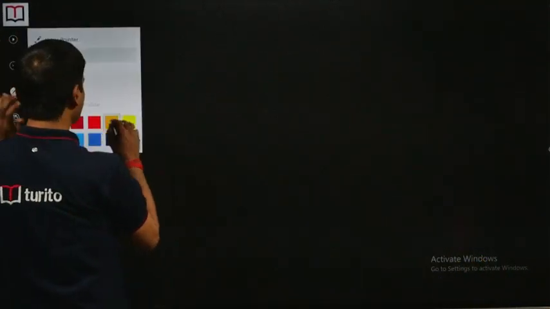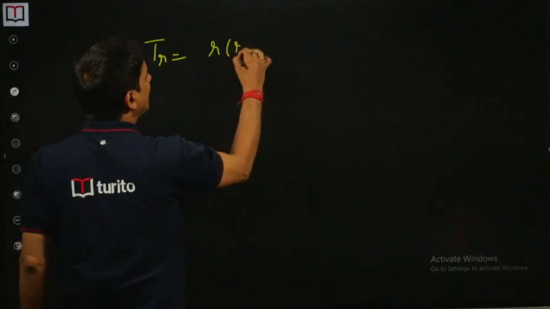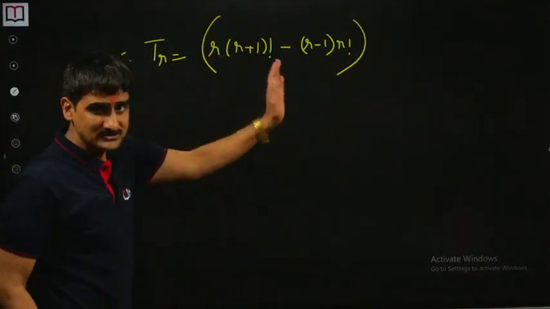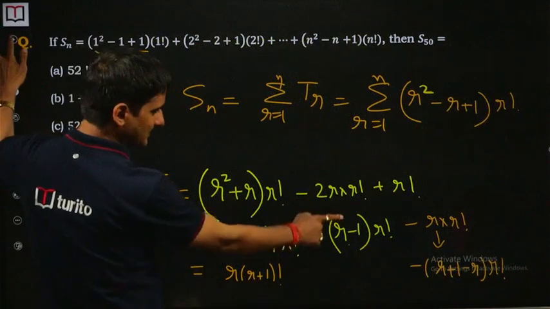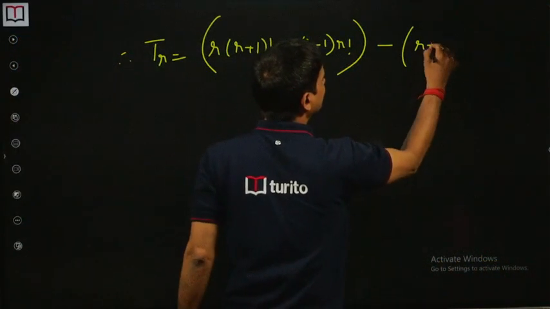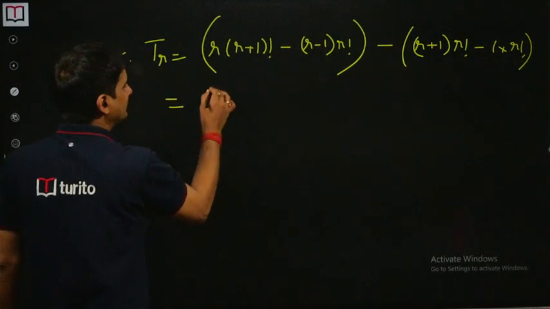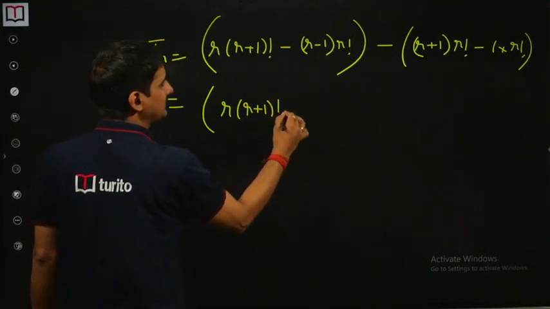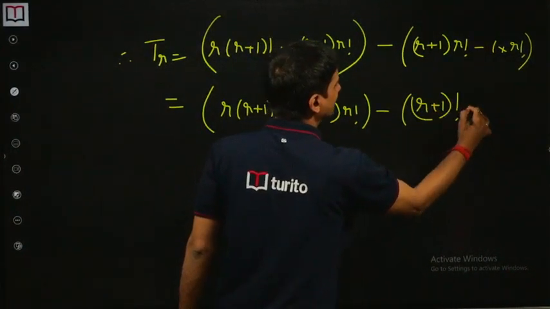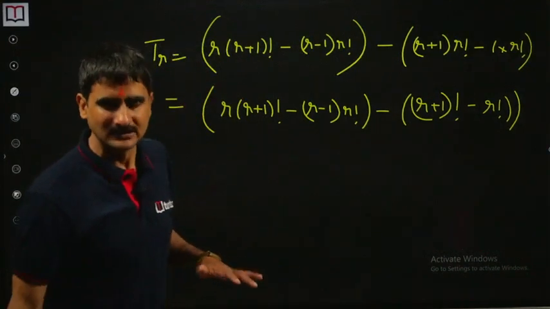Therefore your general term is r into r plus 1 factorial minus r minus 1 into r factorial. That's one, the difference of two consecutive terms. Now moving to the next one. If I remove the bracket here, it's minus r plus 1 into r factorial minus 1 into r factorial, and we are done. This is the difference of two consecutive terms, minus this is again the difference of two consecutive terms. That's it. Now use summation. r goes from 1 to whatever. Alternate terms will get cancelled and you will have the answer.